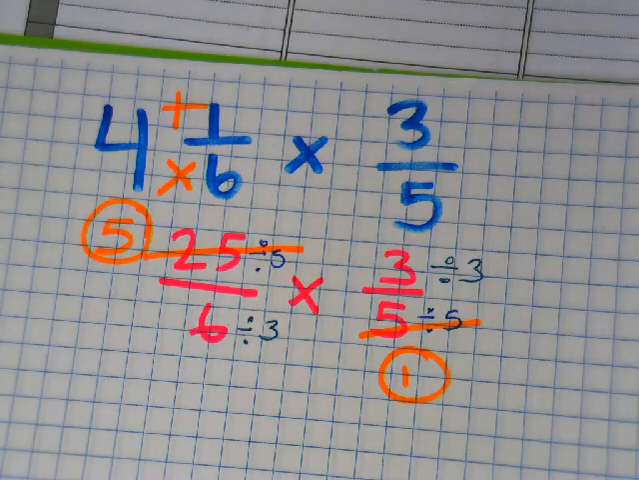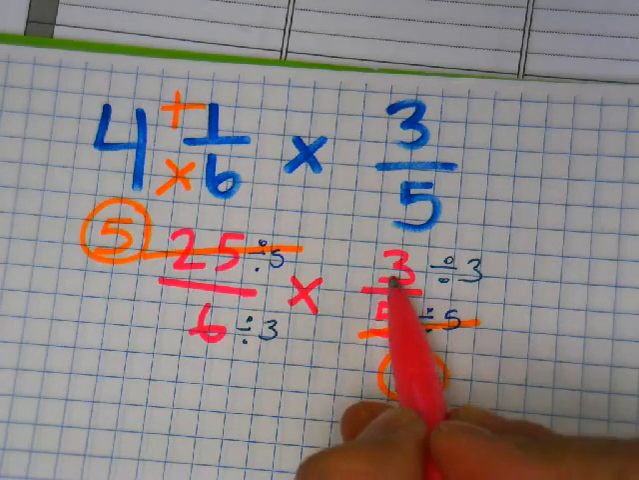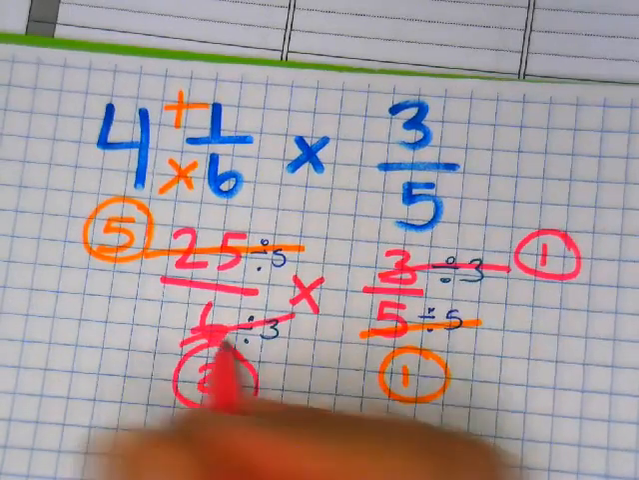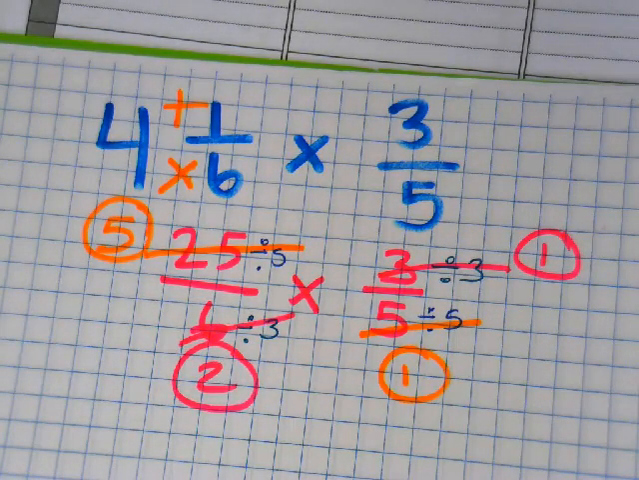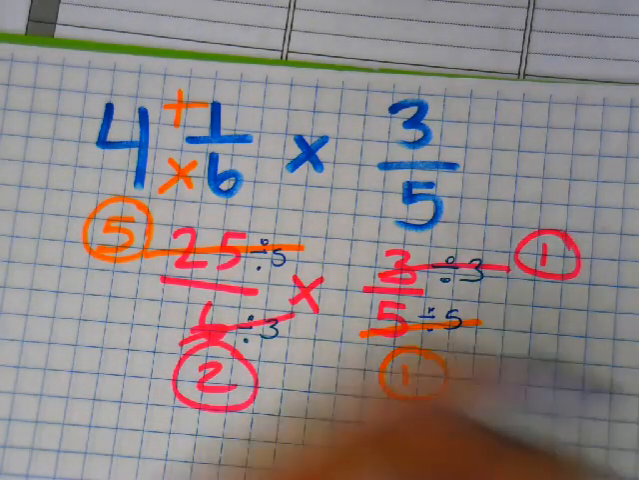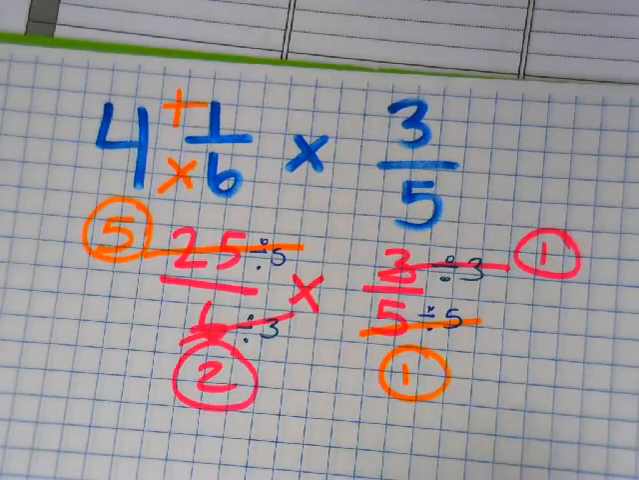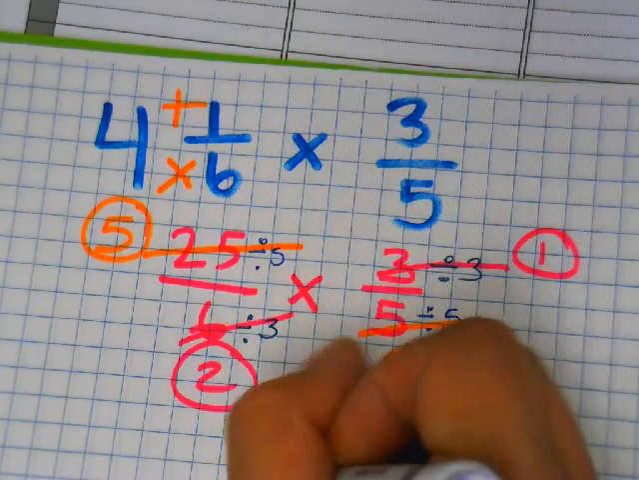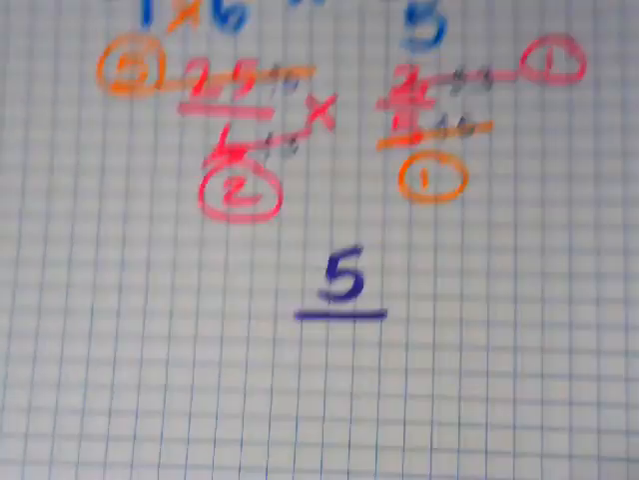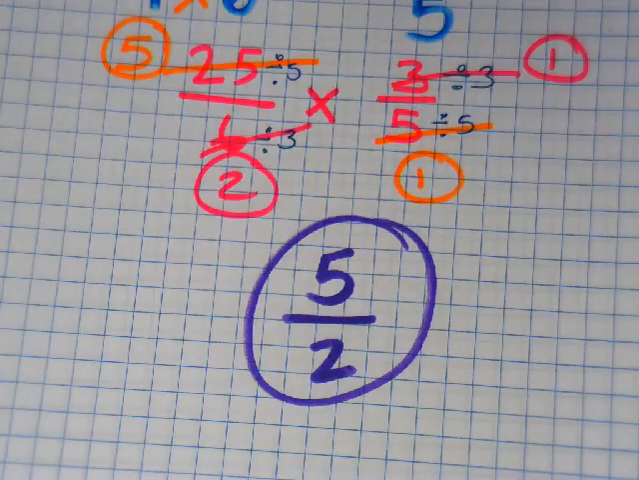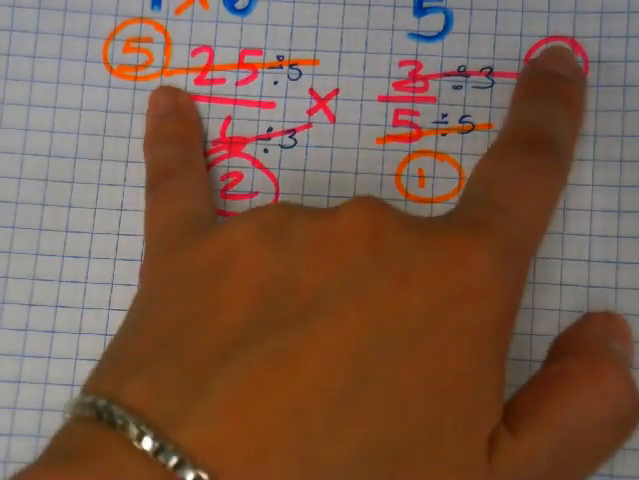All right. So what does a 3 become? A 1. What does a 6 become? A 2. All right. Now we're ready to multiply straight across. What's 5 times 1? 5. What's 2 times 1? 2. And today we can leave our answers like that. So you multiply what's in the circles.